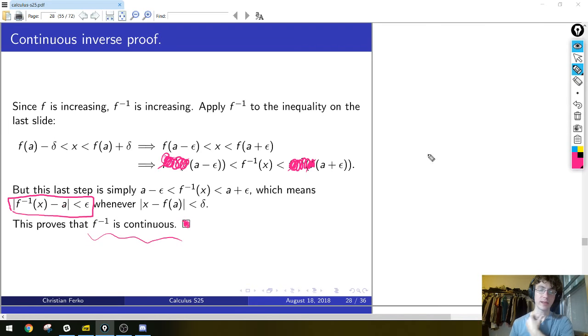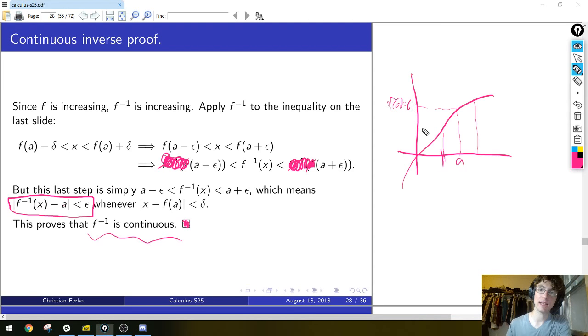So again, tricky proof. Don't need to understand all the details, but the real key picture was just that one from the last slide with the a and the f of a equals b. That was the key picture, I think: realizing that if it's 1 to 1, you can basically trade your deltas for epsilons by pushing along the function. Questions on this?